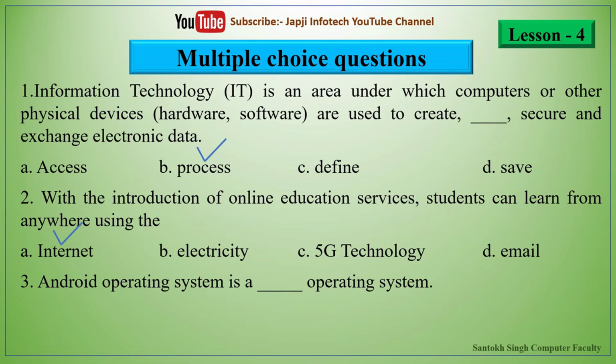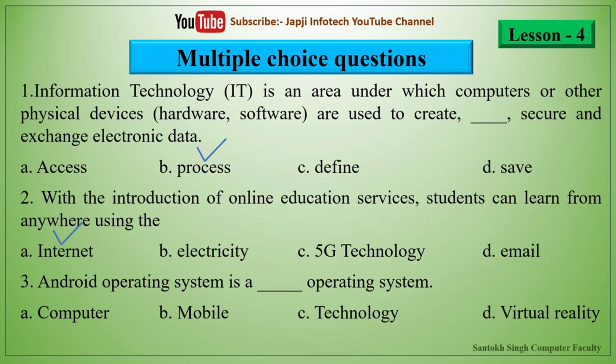And the third one is, Android operating system is a operating system, and their options are computer, mobile technology, and the last one is virtual reality. And the right answer is, Android operating system is a mobile operating system.